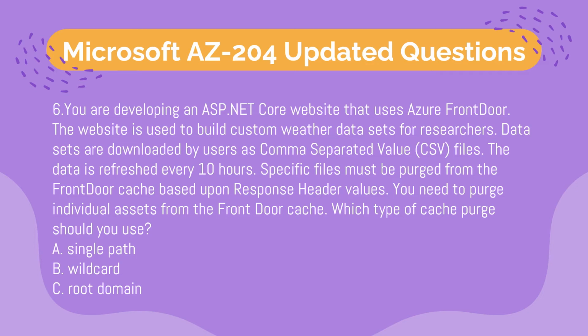6. You are developing an ASP.NET Core website that uses Azure Front Door. The website is used to build custom weather datasets for researchers. Datasets are downloaded by users as comma-separated value (CSV) files. The data is refreshed every 10 hours. Specific files must be purged from the Front Door cache based upon response header values. You need to purge individual assets from the Front Door cache. Which type of cache purge should you use?